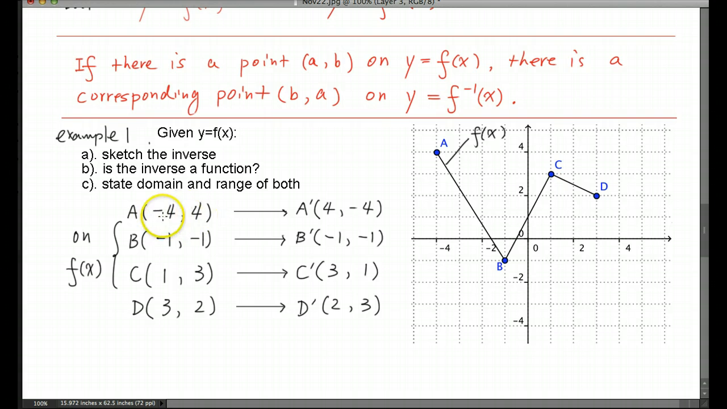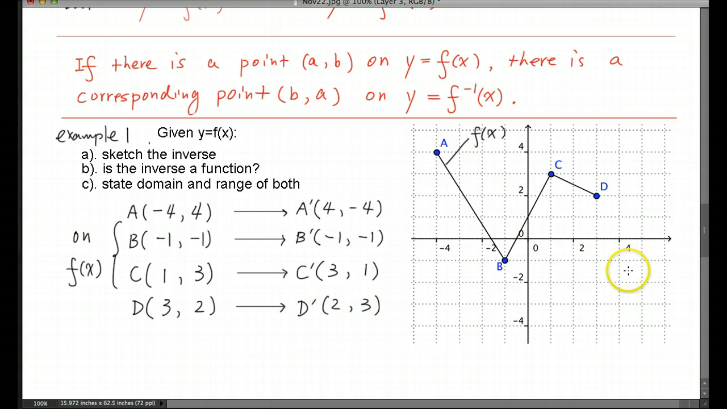It's very easy to find the corresponding point of the inverse. You just reverse the 2 coordinates. So (-4, 4) becomes (4, -4). And for the point B, because the 2 coordinates are the same, even if you switch, you still get the same thing. So B is actually an invariant point between the 2 inverse functions. And then C (1, 3) becomes (3, 1). D (3, 2) becomes (2, 3).